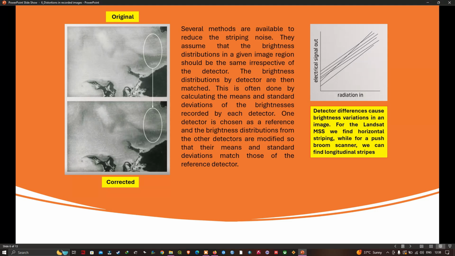When that procedure is applied, in the corrected image on the bottom, that is on the left side of the slide, you will see that the line striping has been reduced considerably compared to the original image.